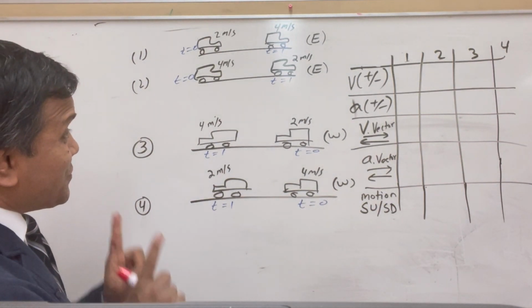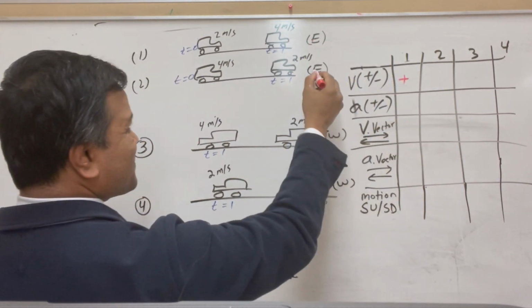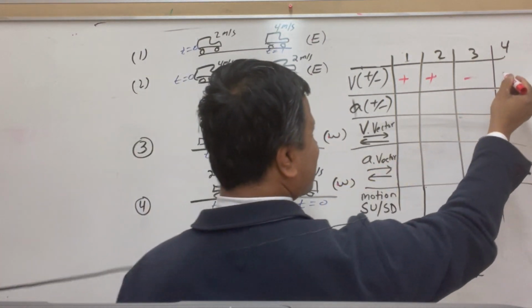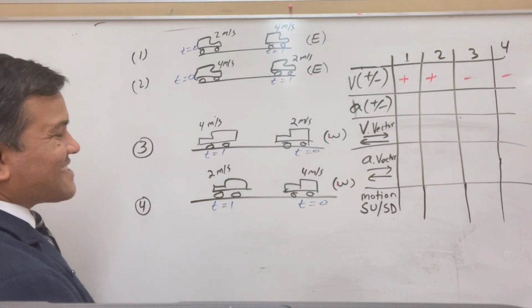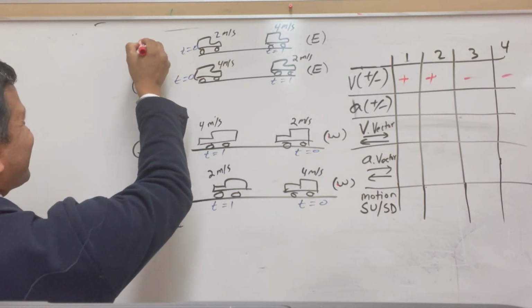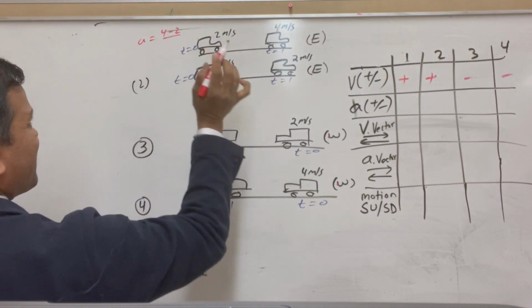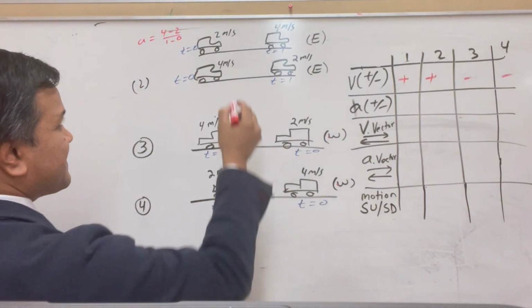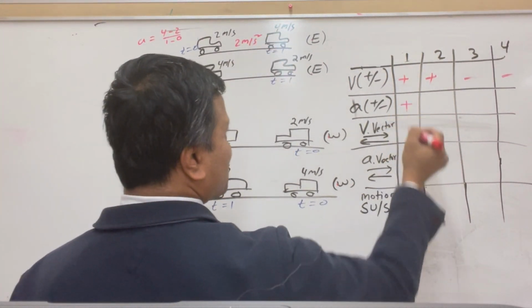Okay, so this is moving to the east, velocity is positive. Moving to the east, velocity is positive. Moving to the west, velocity is negative. Moving to the west, velocity is negative. Simple. Acceleration now. Okay, let's find the acceleration here. What did I tell you? Acceleration is velocity final minus velocity initial divided by t final minus t initial. So acceleration is 2 meters per second squared. So acceleration is positive. Report.